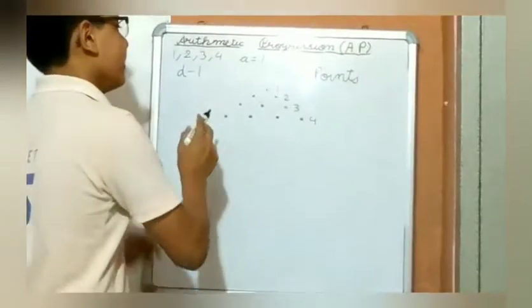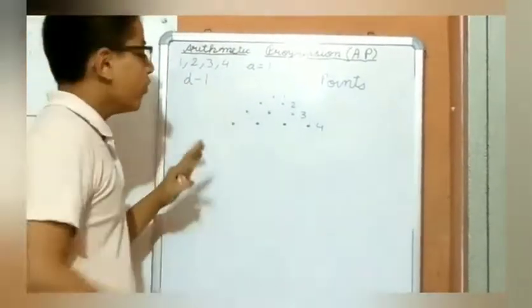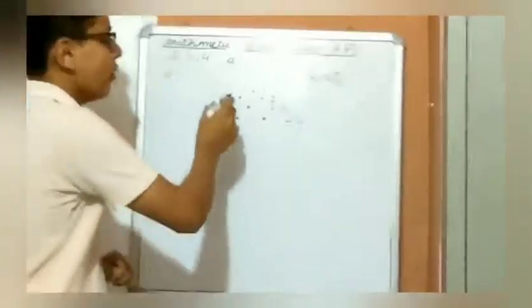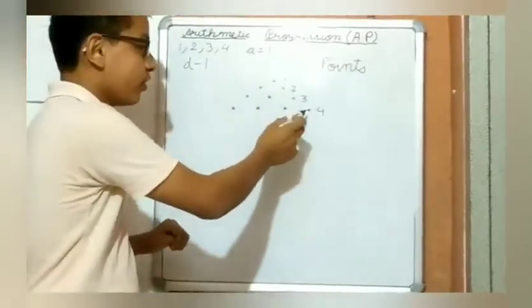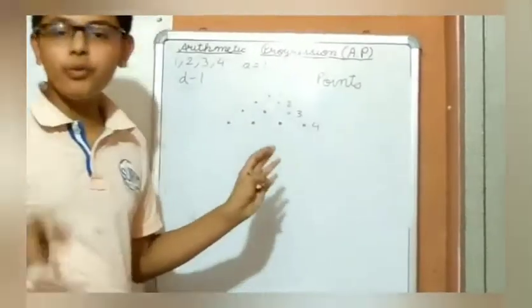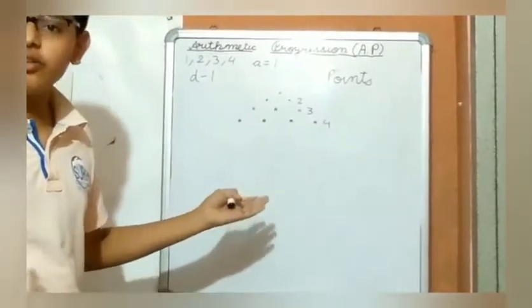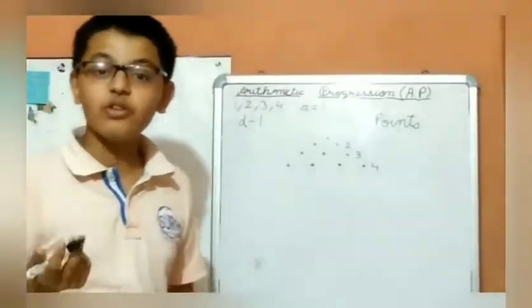Now if we visualize this same pattern with the use of points, this is how it will look: 1 dot, 2 dots, 3 dots, and 4 dots. So you can see how beautiful AP is. It is so simple to understand AP by the method of visualization.